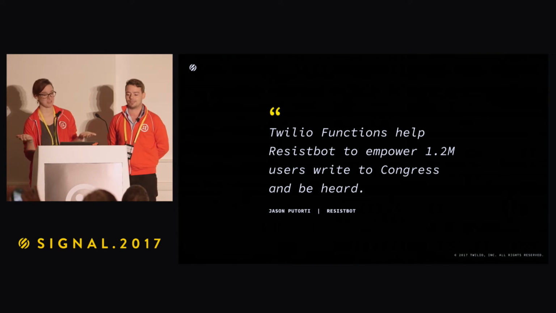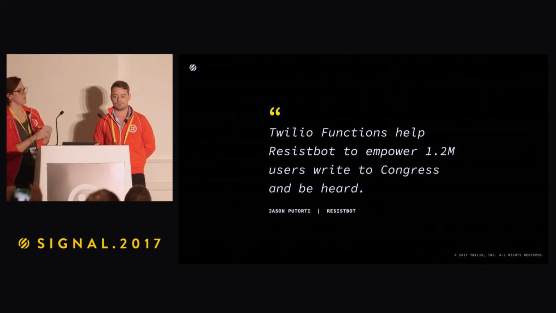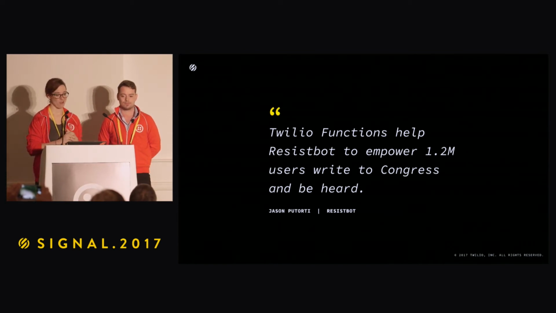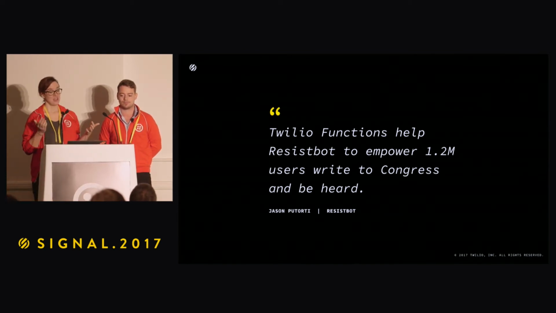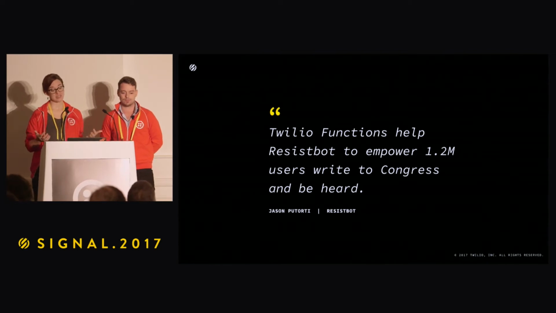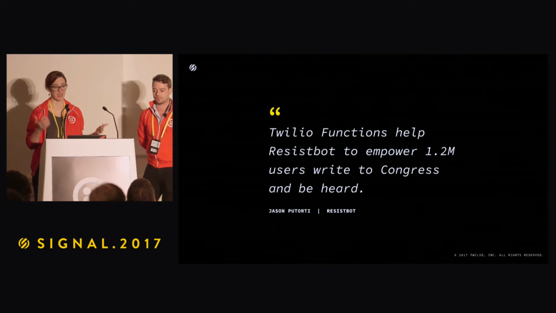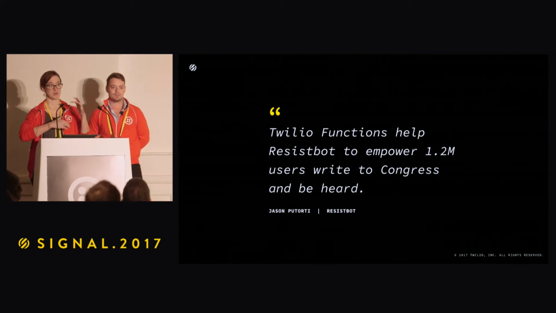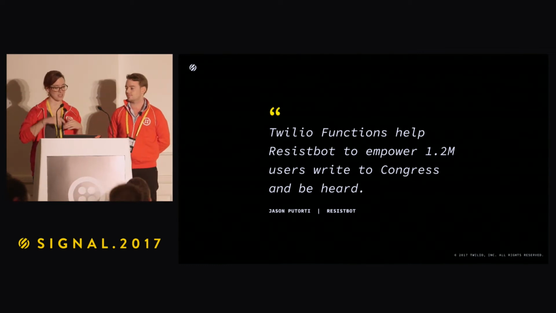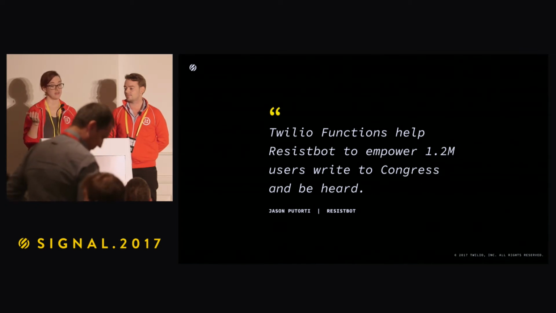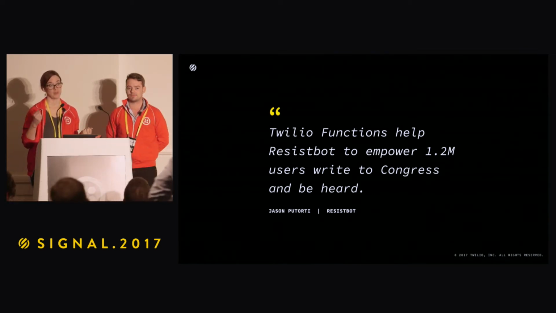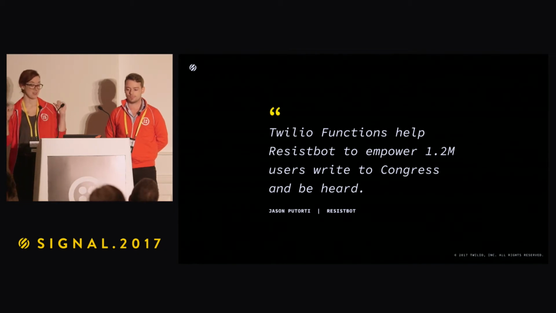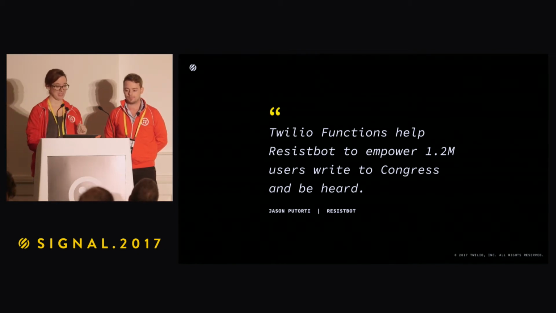And Jason, who's from ResistBot, told us that Functions has helped them power 1.2 million users to write to Congress and be heard. And they've even added 750,000 constituents to the platform in the last 3 weeks alone who want their voices to be heard. And you can imagine that as things happen in politics, we get these crazy spikes of interest in contacting your senators. Functions actually allows ResistBot to throttle their inbound traffic when there are those really large spikes, and also helps them filter out some bad actors, which we think is awesome. We're so happy to see what they're doing.